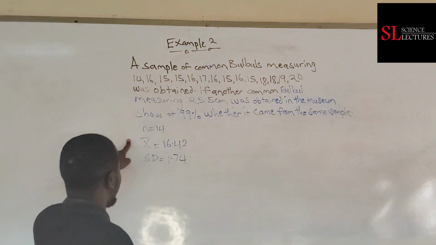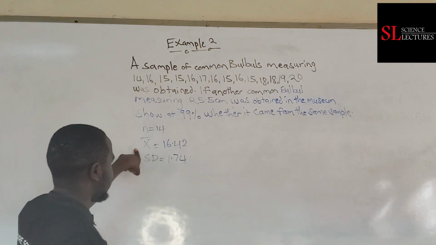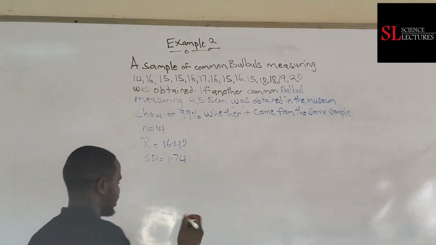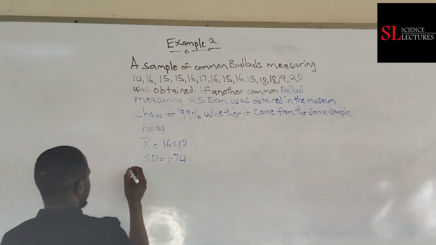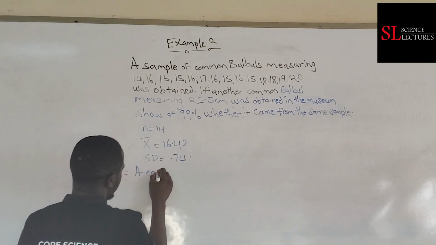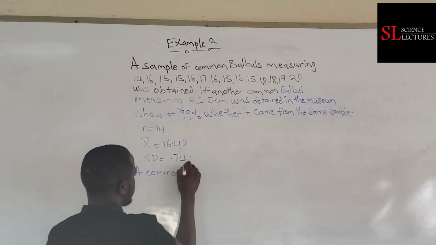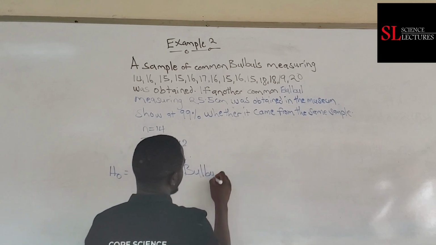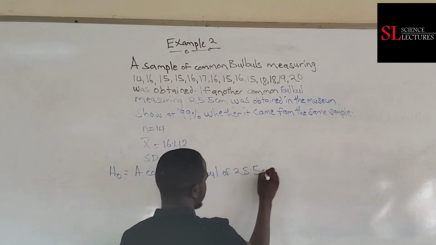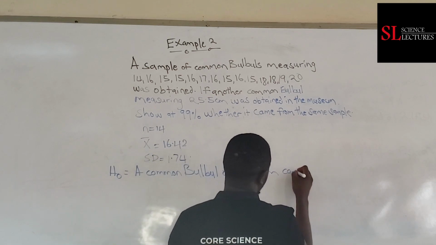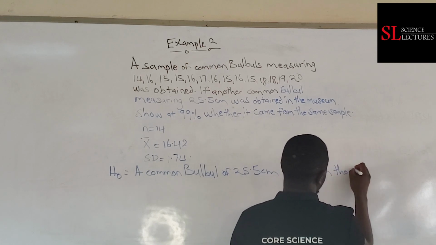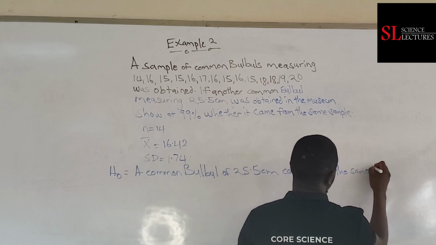So you can see my n is 14. I have the mean, I have the standard deviation. So I come and state my null hypothesis that a common bulbul of 25.5 centimeters came from the same sample.